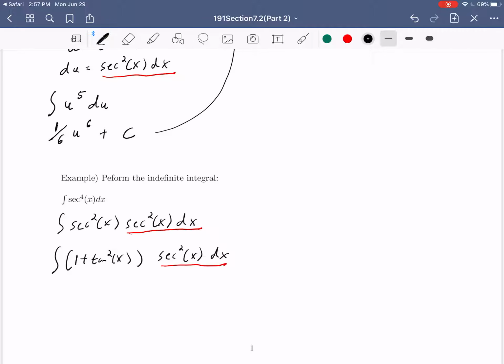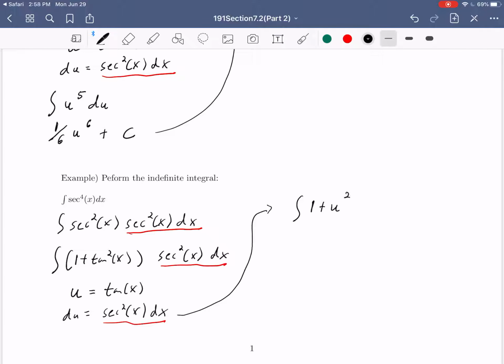Now we can go ahead and do our u substitution. u is going to be tangent x. du is then secant squared x dx, which is exactly what we have. That's why we saved it. Then we bring that over here. We get the integral of 1 plus u squared du. This component here just becomes 1 plus u squared, and then we have our du. Then we can go ahead and integrate. Looks like we get u plus 1/3 u cubed plus c. Then we put the tangent back in, and we get tangent x plus 1/3 tangent cubed x plus c. So there we go.